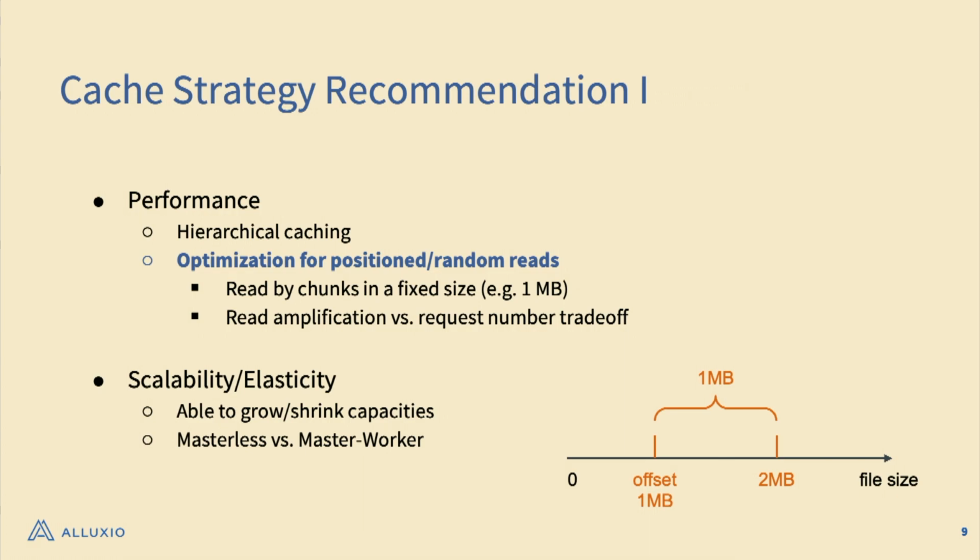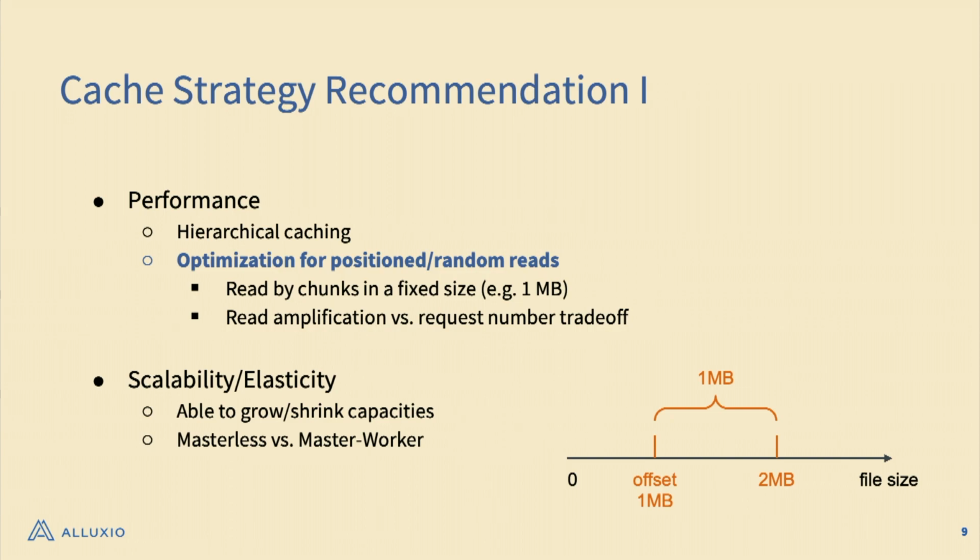That will help us reduce the request number when positioned reads or random reads are more frequent. But at the same time, it will also bring us a problem called read amplification. Still take the example that we have discussed. The client may just want 100 kilobytes, but we return the client 1 megabyte. So that's a 10 times read amplification here. So there will be some trade-offs. We may want to reduce the request number, but at the same time, we may increase the read amplification. That's a trade-off that we really need to care about in practice.